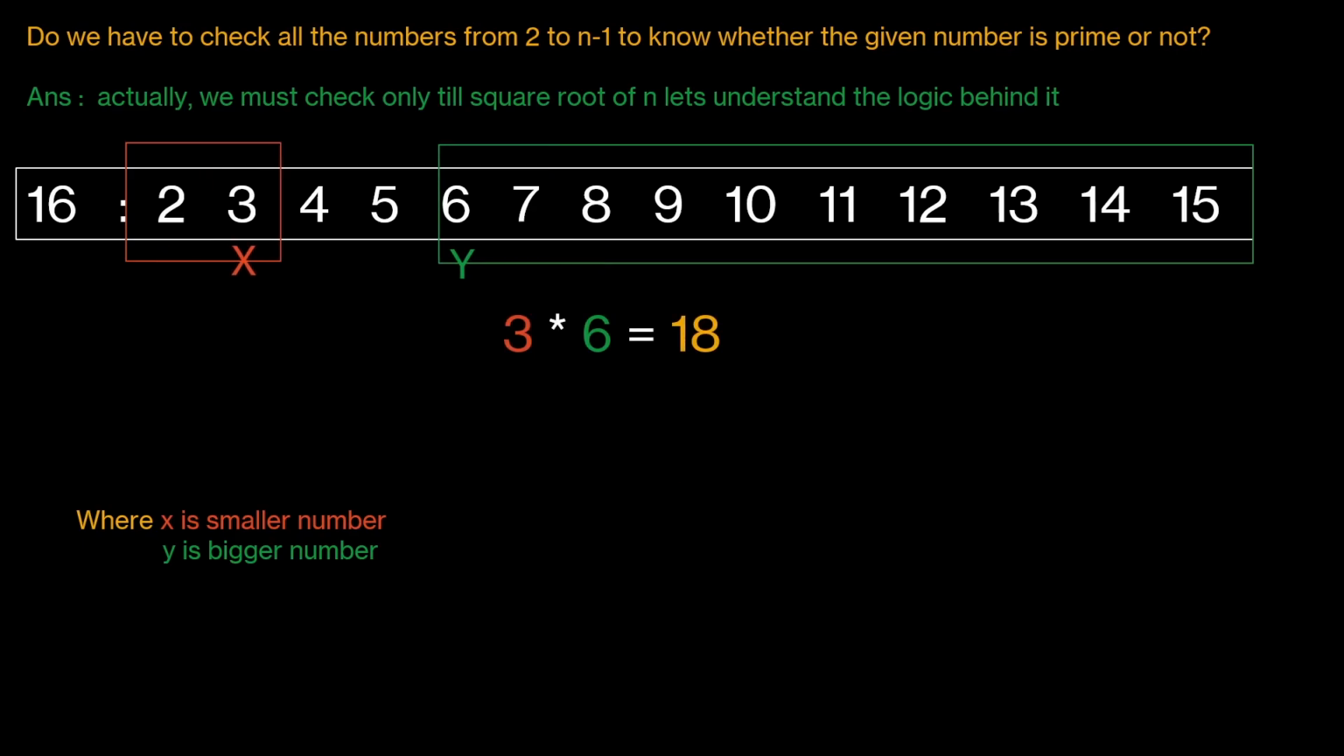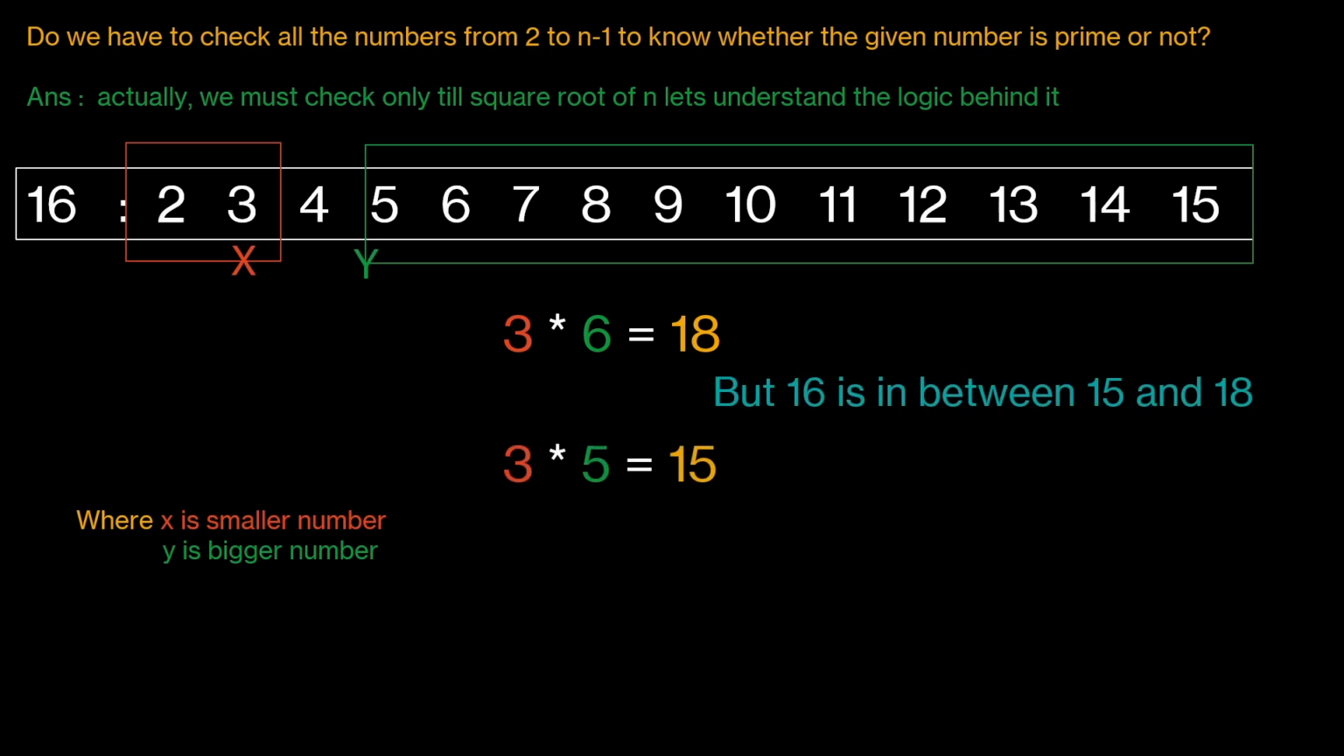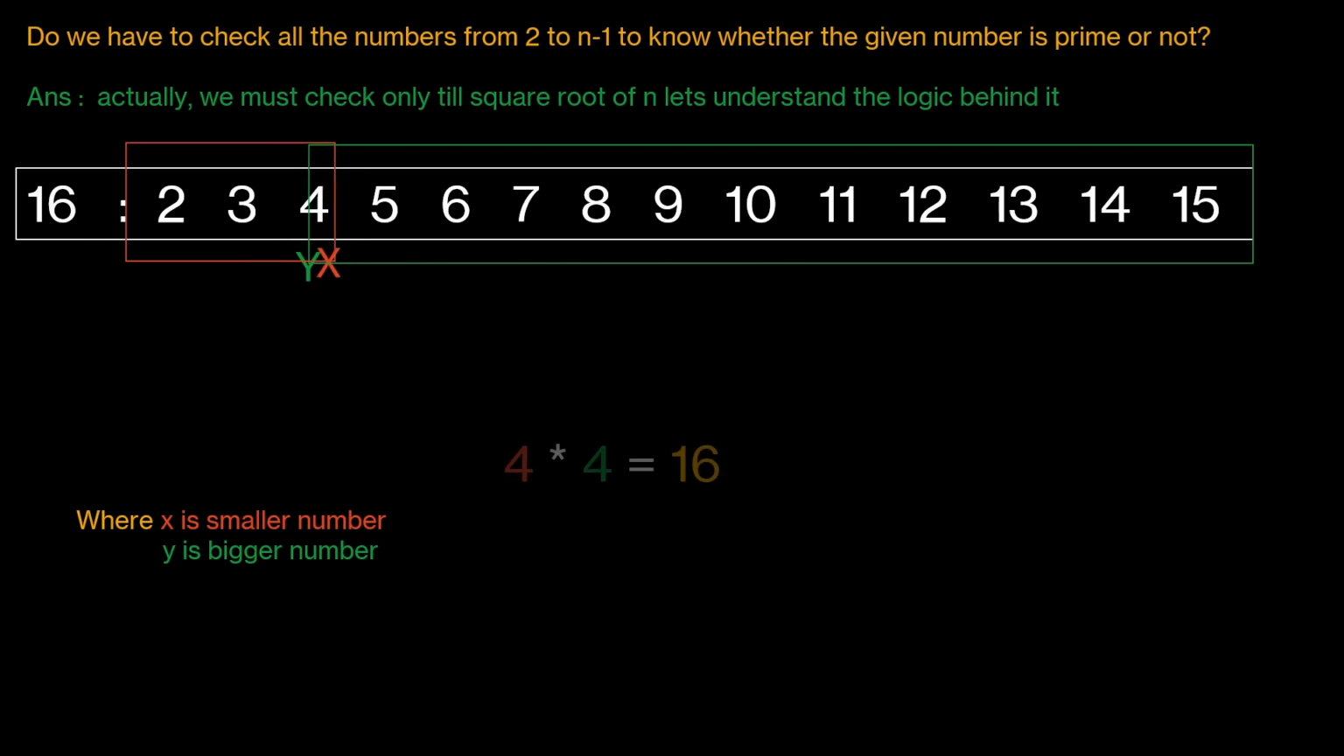Next, consider 3. But is it a divisor of 16? No. 3 and 6 are divisors of 18, and 3 and 5 are divisors of 15, but not for 16. Okay, and if you see the 4 fours, it is 16. So if you see the covering area, the x has very small cover area, and if we don't find any x, as y is dependent on x, there will be no divisors. So we must check only till square root of n.